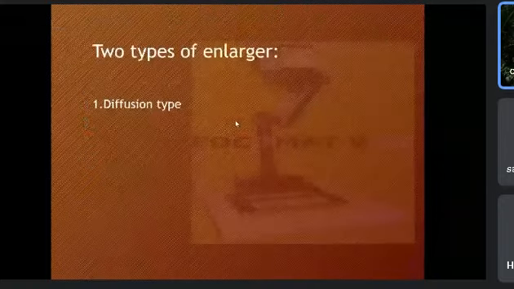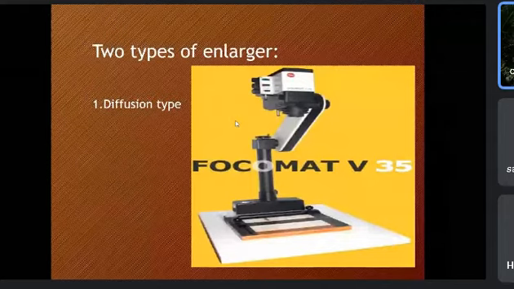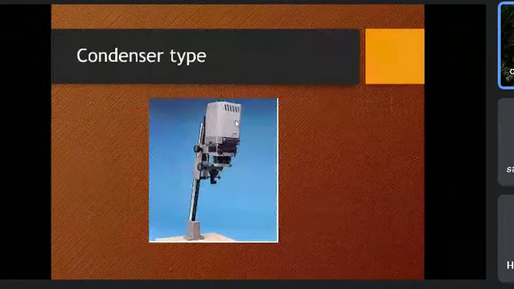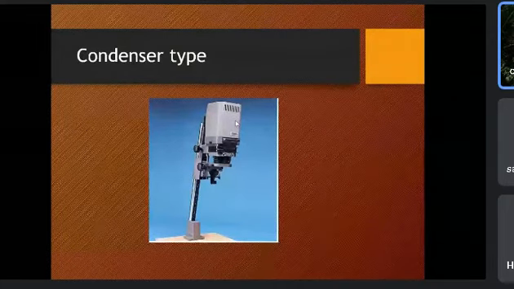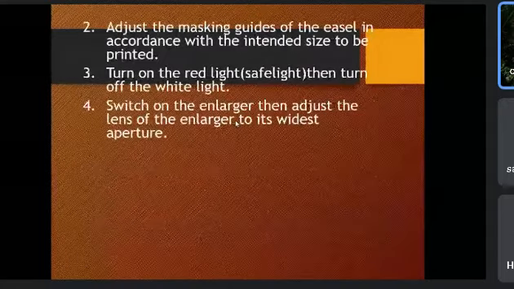Okay. So types of enlarger, two types: diffusion, and also condenser. The most commonly used in schools, we are using condenser type.